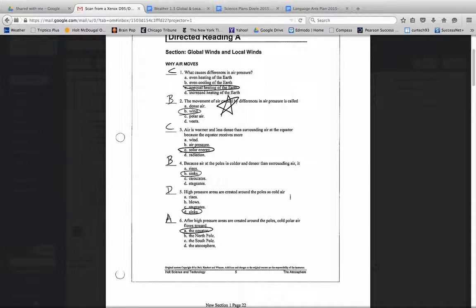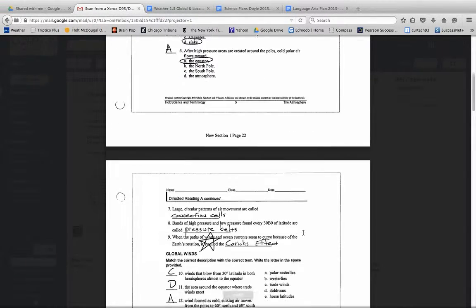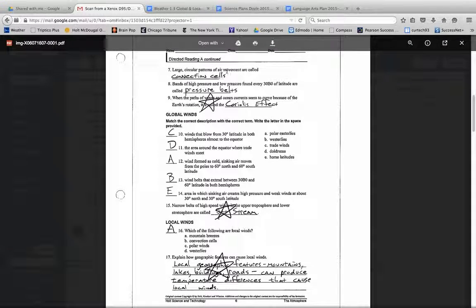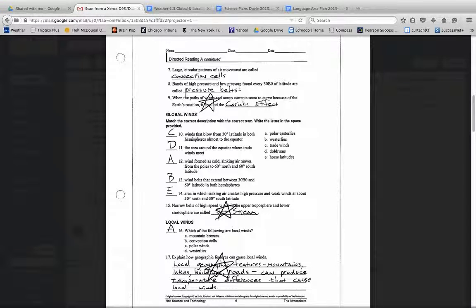One thing I'll point out right now, that air always moves from an area of high pressure to an area of low pressure. So at the poles there's high pressure air, and that air is going to move towards the equator where there's low pressure air. 7. Large circular patterns of air movement are convection cells. 8 is pressure belts. And 9 is Coriolis effect.